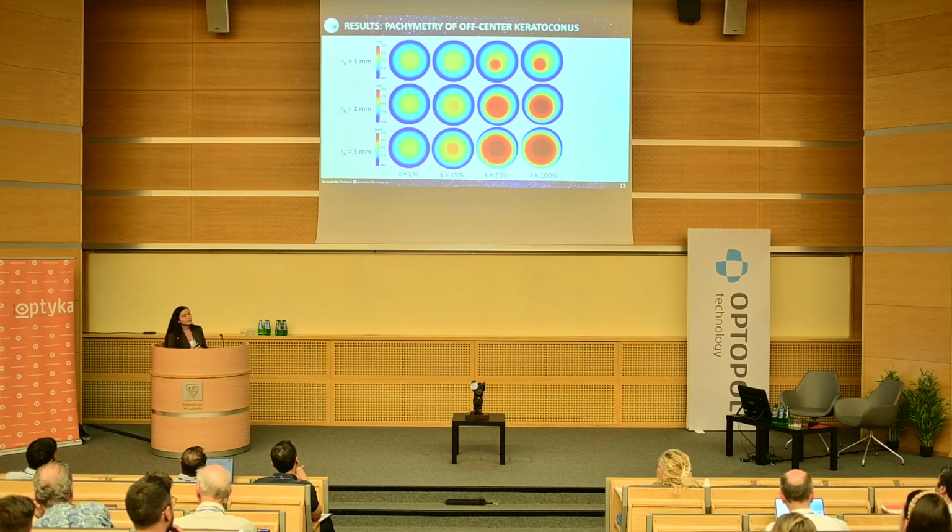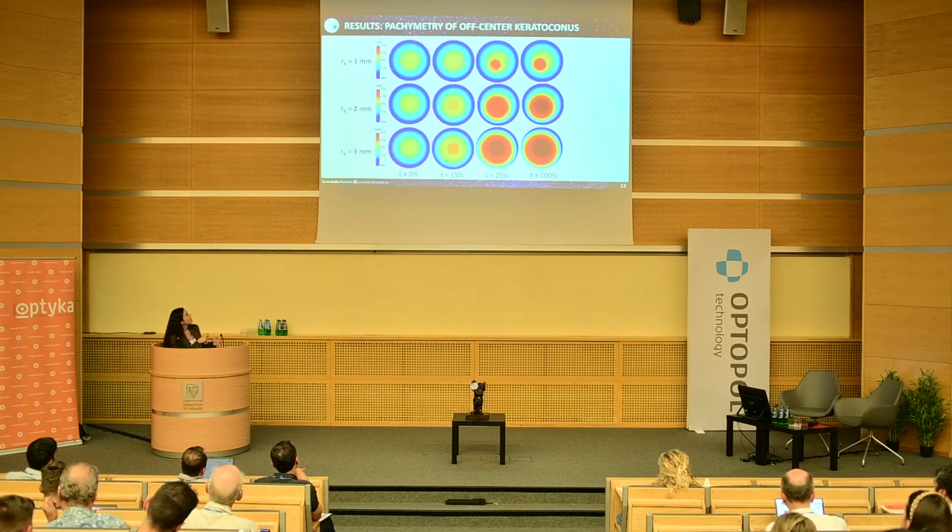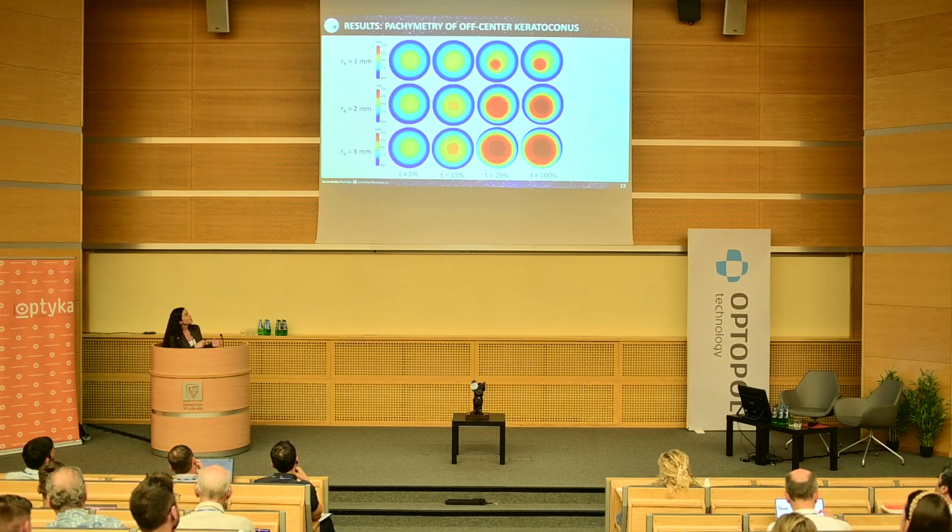For example, these are the pachymetry maps of the three keratoconus cases that we considered for the off-center case. And as we can see, when the simulation has not started yet and the tissue is healthy, the pachymetry is very regular. But as soon as the tissue begins to degrade, the growth begins, and so does the thinning phenomenon.